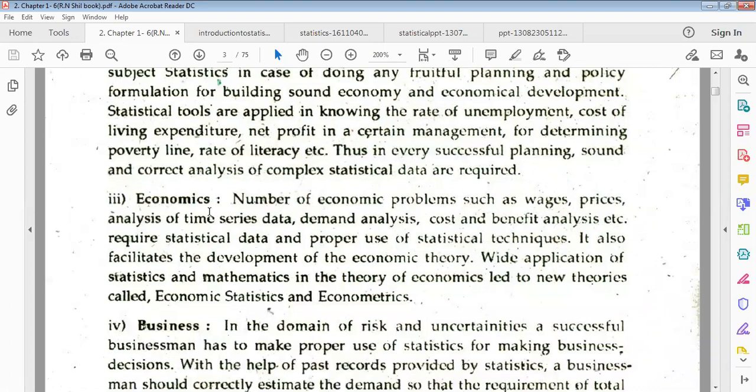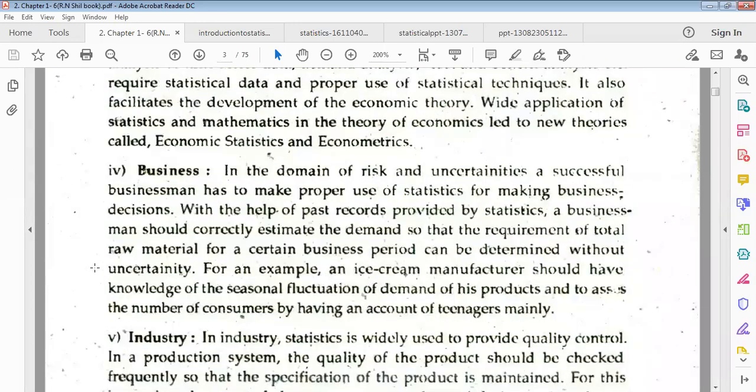And the third one, economics. A number of economic problems such as wages of government employees or non-government employees, prices of products, any products, rice, wheat, fish, meat, etc. Analysis of time series data: different types of data depend on time, so you have to analyze them with time series. Demand analysis: what's the demand of the consumer? Cost and benefit analysis: what's the cost and benefit for the consumer? Required statistical data and proper use of statistical techniques also facilitate the development of economic theory. So in this case, we need to take the help of statistics.